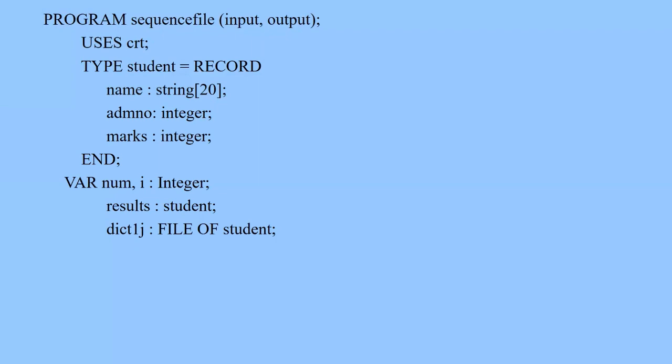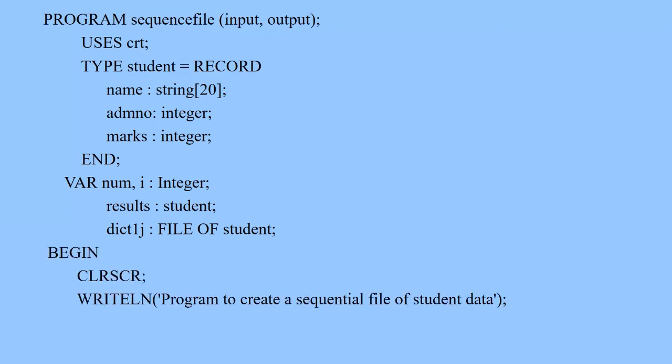And then we declare a file of type student. That is a file called dict1j, which is composed of records, which are name, admission number, and marks. So variable dict1j is of type file of student. Then we begin, we clear our screen. We display the following message: program to create a sequential file of student data.